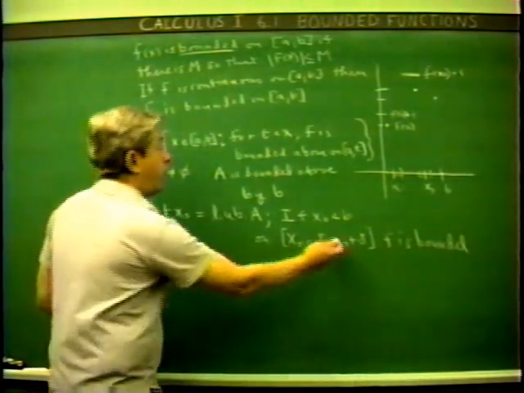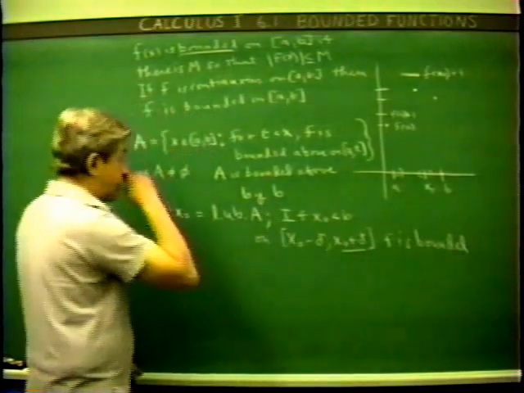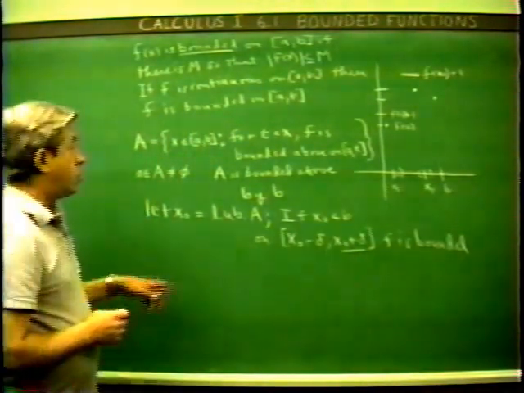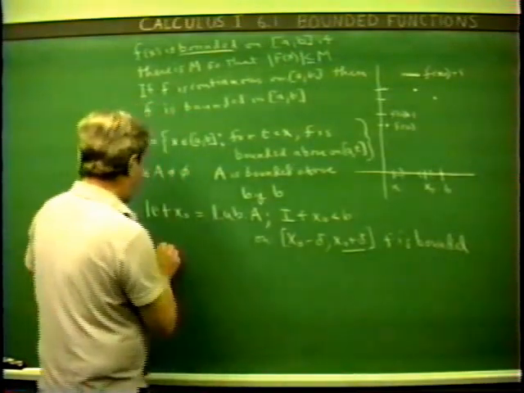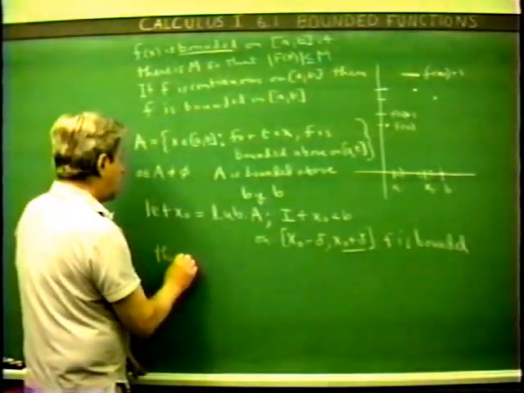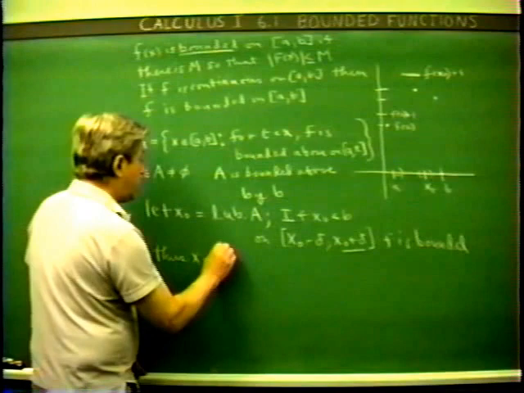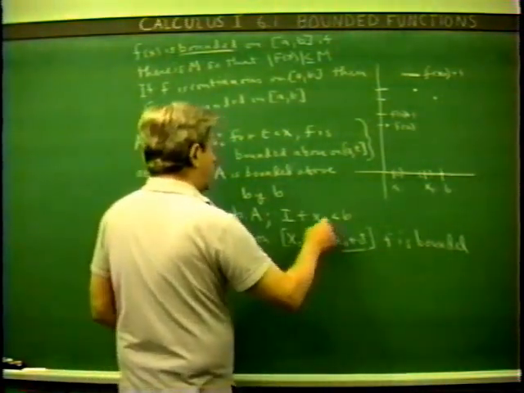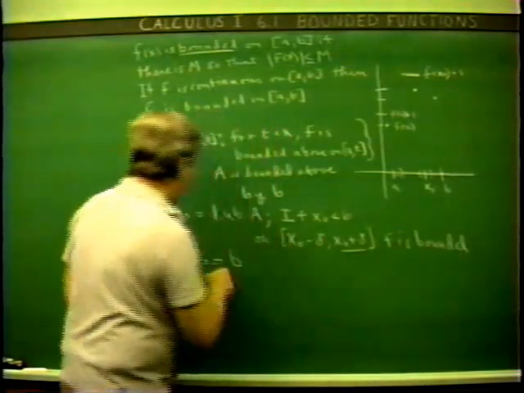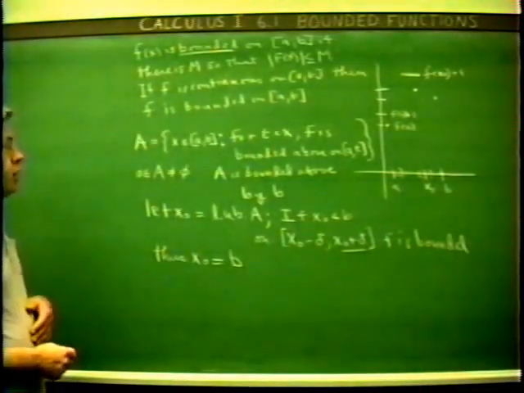And so consequently f is bounded over to x naught plus delta. And so that x naught cannot be less than b. Thus, x naught is equal to b. Right? This is a problem here, so x naught must be equal to b.